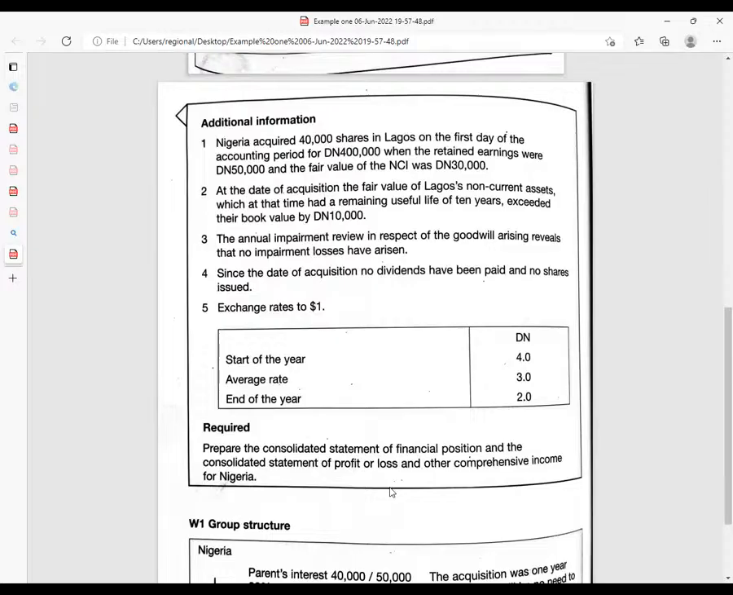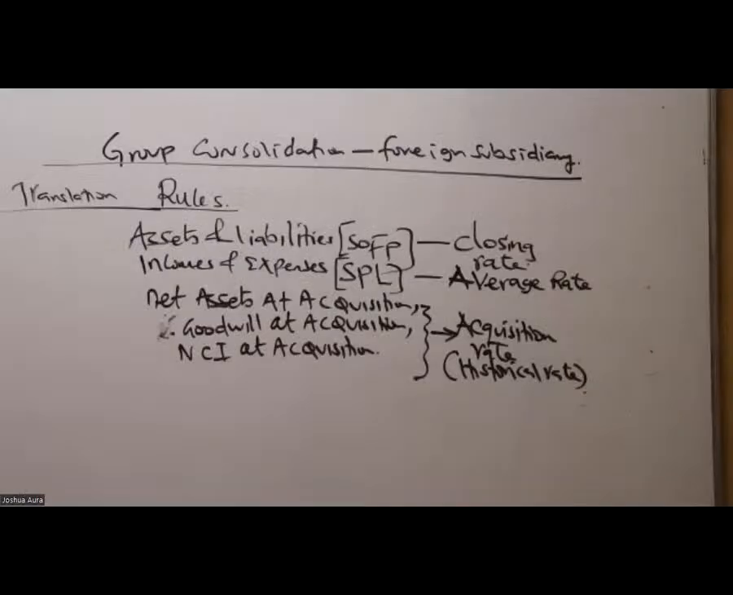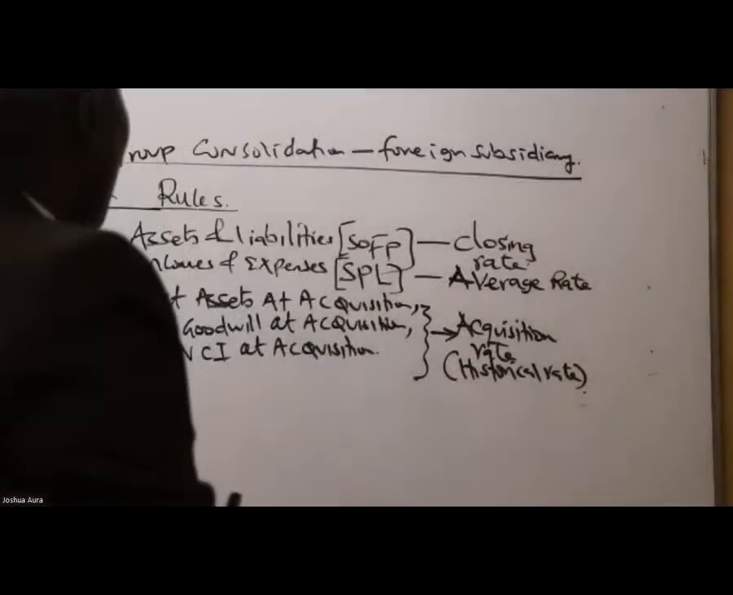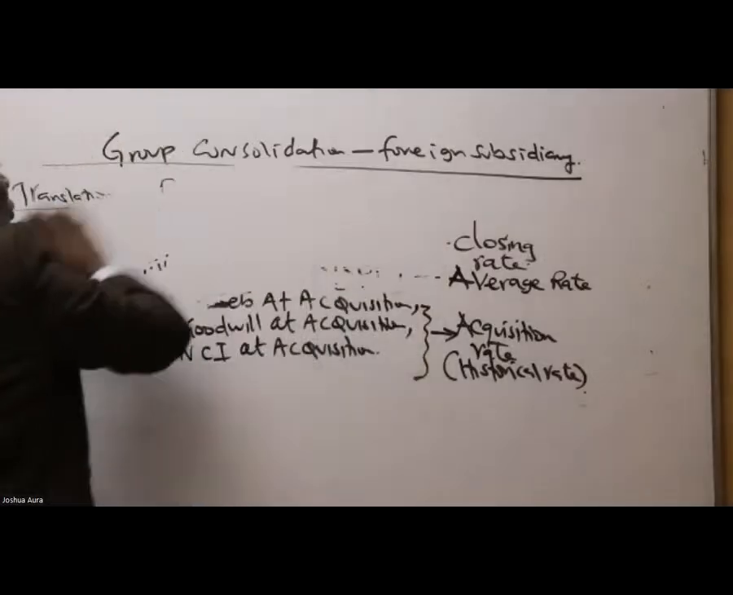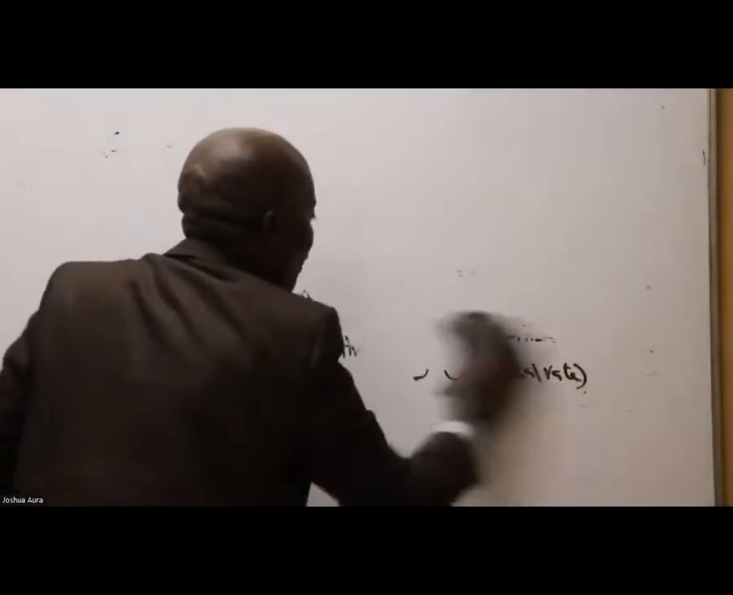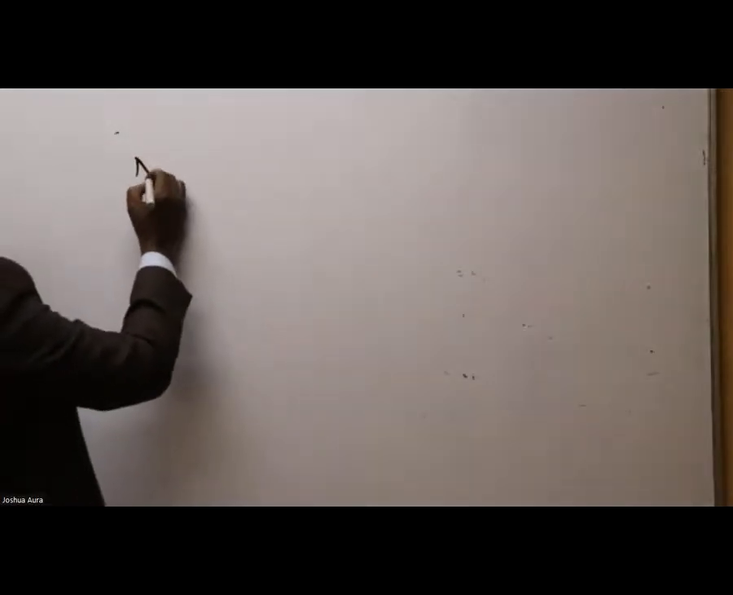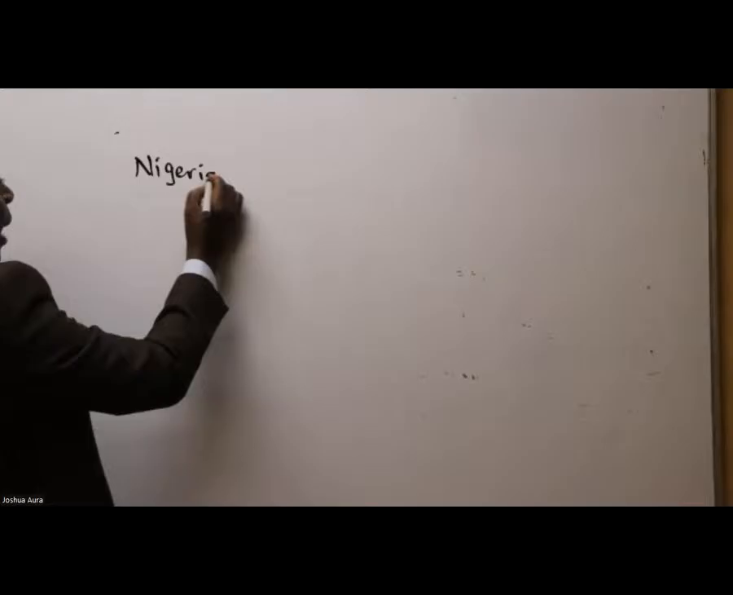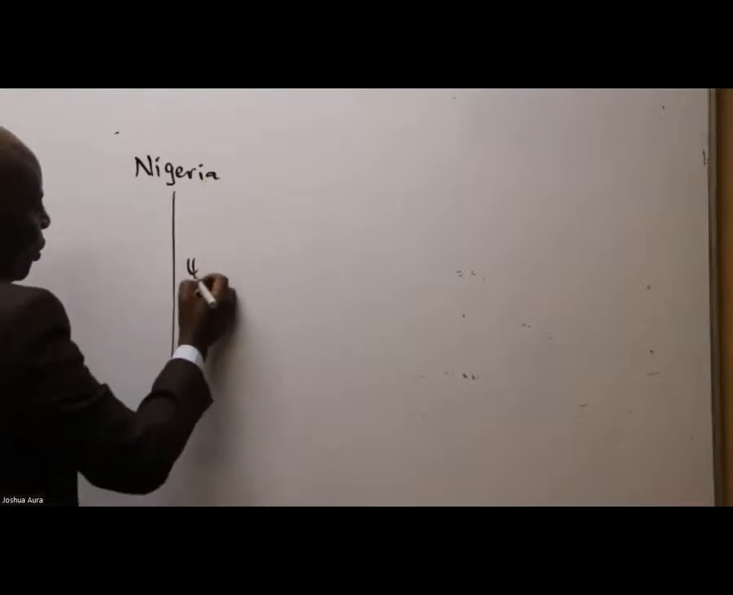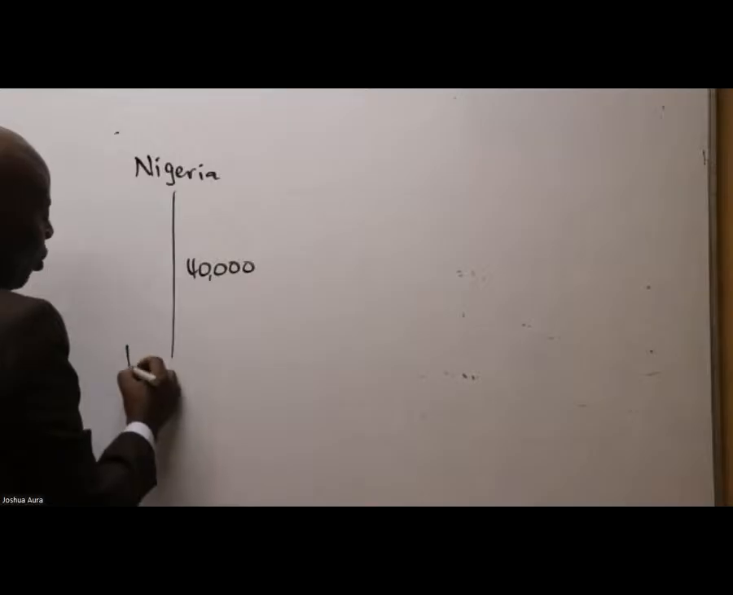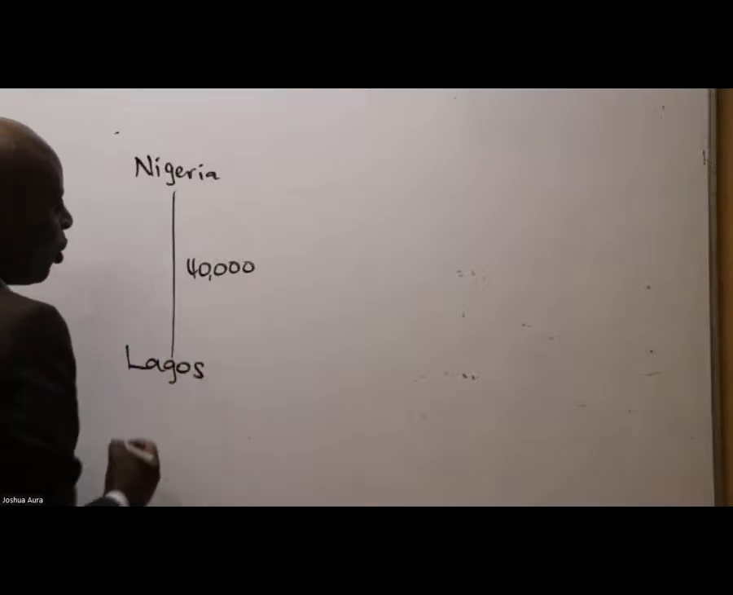So we start as usual with the group structure. Nigeria acquired how many shares? Nigeria acquired 40,000 shares in Lagos. So we have here Nigeria, a company called Nigeria, acquired 40,000 shares of a small company called Lagos.